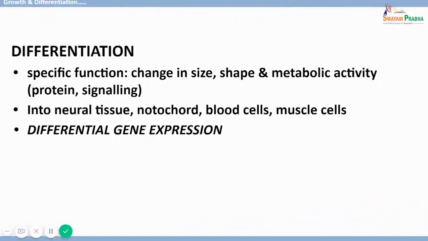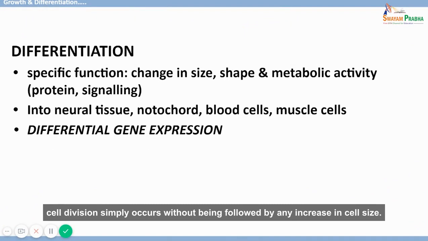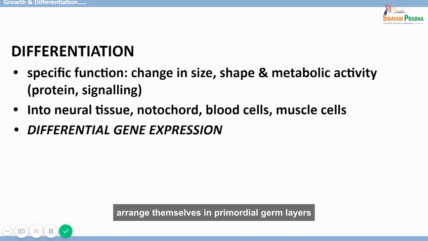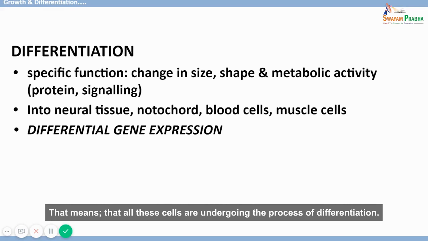However, during cleavage processes in embryo development, cell division simply occurs without being followed by any increase in cell size. So this is followed by extensive cellular migrations, allowing cells to arrange themselves in primordial germ layers from which different organ rudiments and finally organs could develop. That means that all these cells are undergoing the process of differentiation.